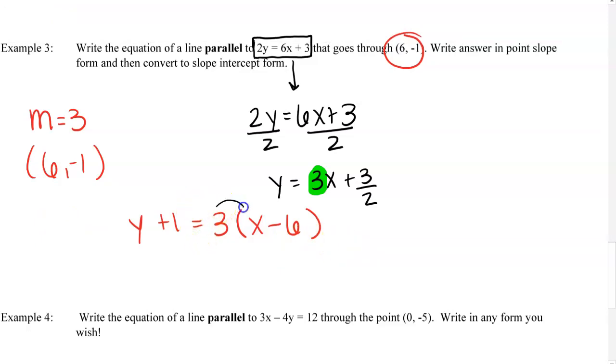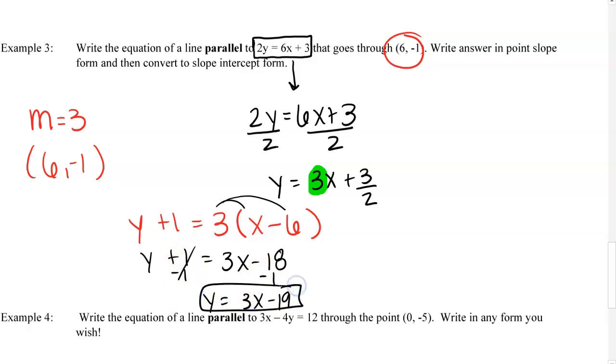To convert this to slope intercept form, I would distribute and then move the 1 to the other side. For the purpose of this video though, I really want to make sure that you're focusing on, can I get my equation that they're given to me into a form that I can view the slope? I use the same slope that I found from that equation and the point that they gave me to write the equation of the line in point slope form.